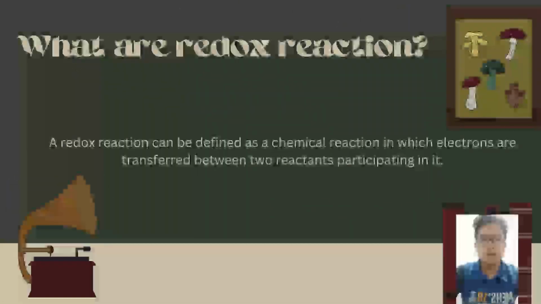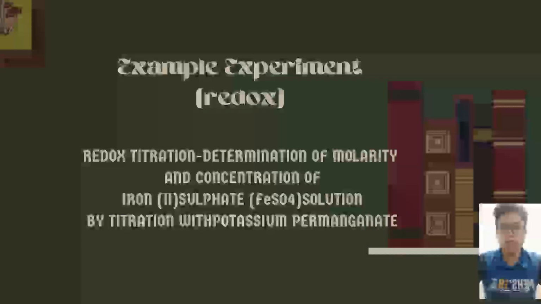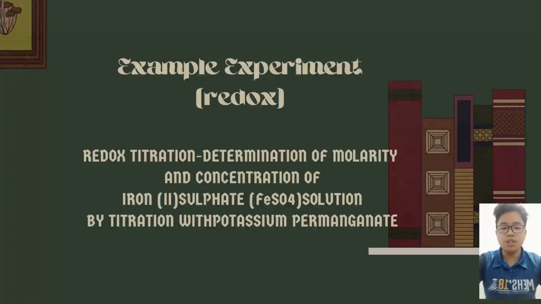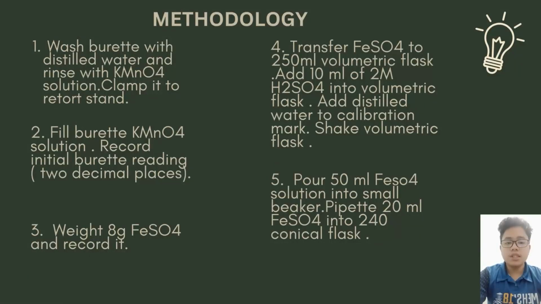What is a redox reaction? A redox reaction can be defined as a chemical reaction in which electrons are transferred between two reactant participants in it. The example experiment on redox that we use is the determination of molarity and concentration of iron(II) sulfate solution by titration with potassium permanganate. Wash the burette with distilled water and rinse with KMnO4 solution to permit the redox step.